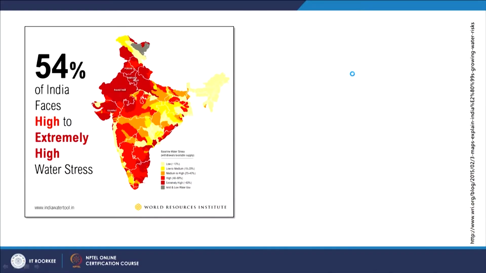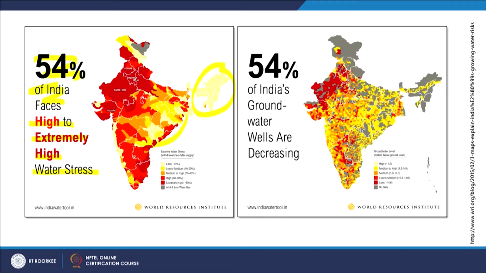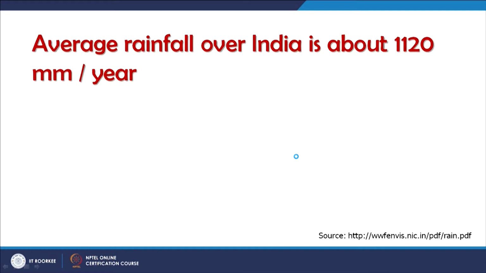Now, we see that 54% of India faces high or extremely high water stress. So, except for the northeast and some parts of J&K or some parts of Andhra Pradesh and Odisha, the remaining parts are really having big problems. And we see that the same percent, 54% of India's groundwater wells, are decreasing. Because we are exploiting more water, a very interesting figure I want to share with you: the average rainfall over India is about 1120 millimeter per year.